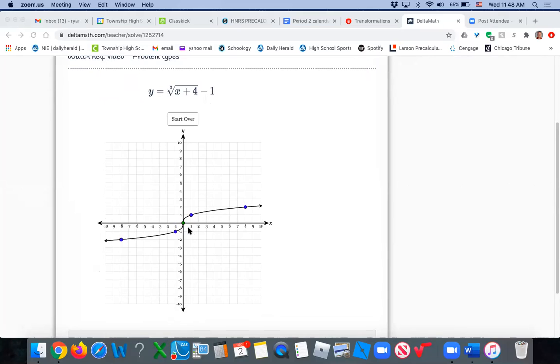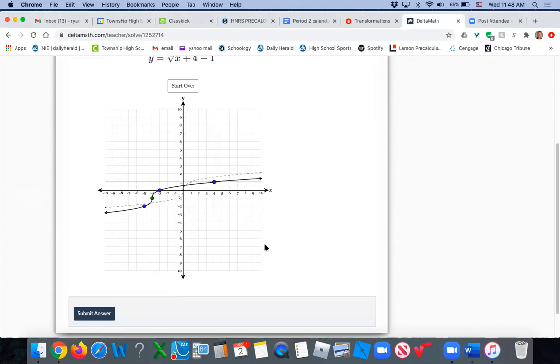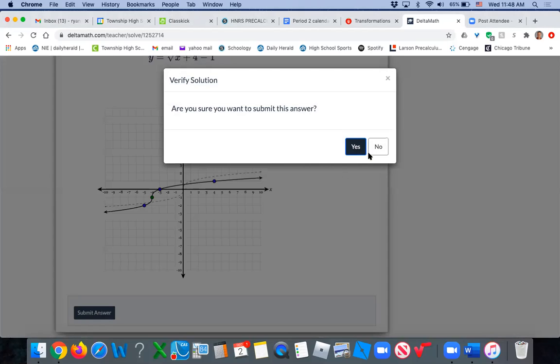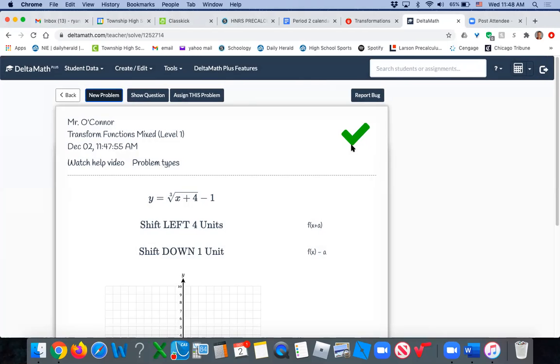So I'm going to grab the middle of the graph. I'm going to move it to the left 4. I think. There we go. 1, 2, 3, 4. And move it down 1. And that is what I think my answer is. So I'll submit that answer. Looks good.